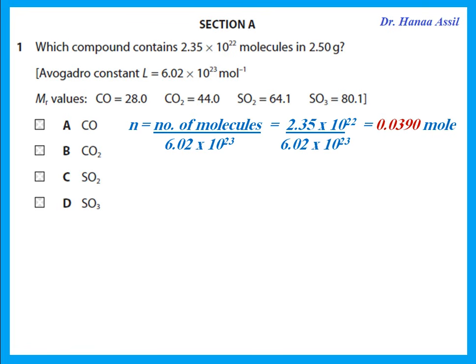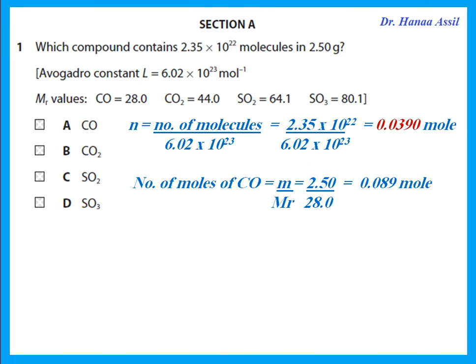And the question is, which of these will have this number of moles in 2.5 grams? So for each of them, let's take a look at carbon monoxide. For each of them, if I have 2.5 grams, what is the number of moles? Well, number of moles of carbon monoxide is mass over molecular mass. So that is 2.5 over the molecular mass of carbon monoxide. This gives me a different number of moles. So this is not the one I'm looking for.